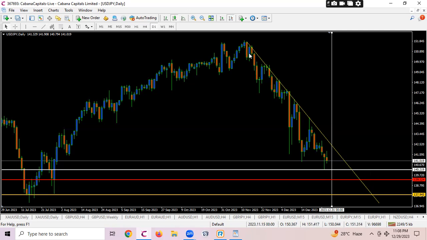Price has already gone far, right? If I didn't sell at this point, I should have maybe joined after this pullback. Maybe I would have made some good profit on this move. Or probably join after this pullback to sell.